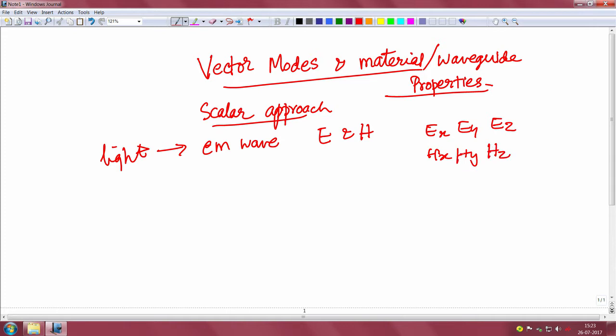So, if we want to have a complete picture of the light propagation in integrated optical circuits, we need to consider light as an electromagnetic wave, and we need to take what can be called a vector approach, which considers all the components. Before we proceed further, we will have to define what modes are.